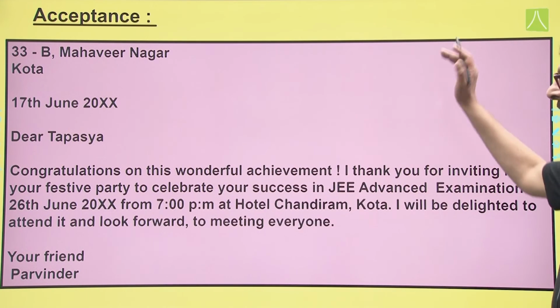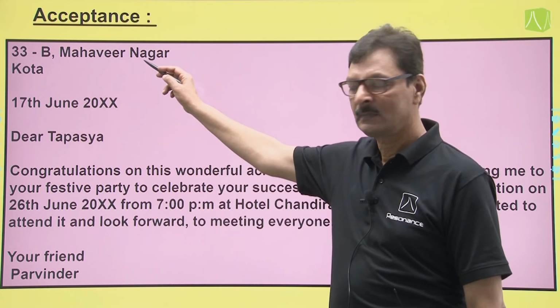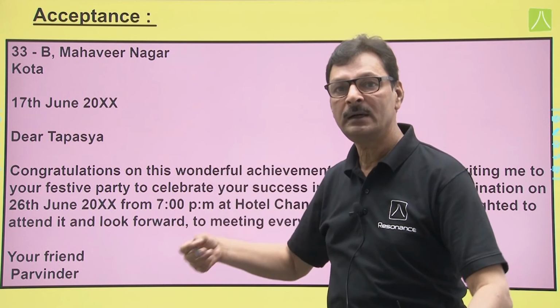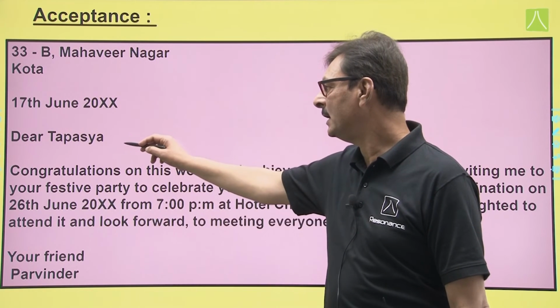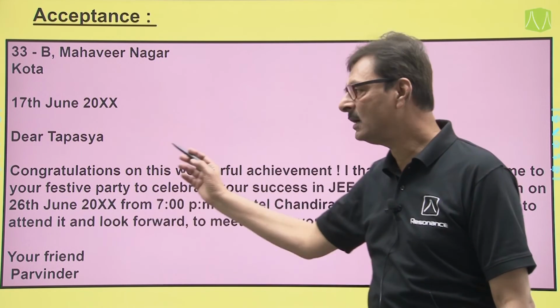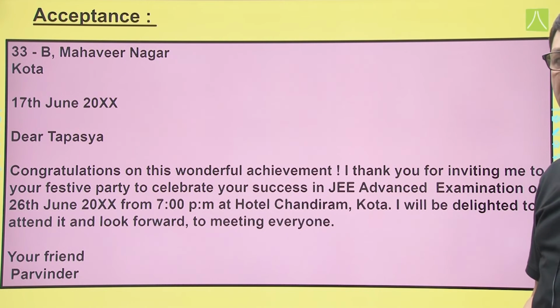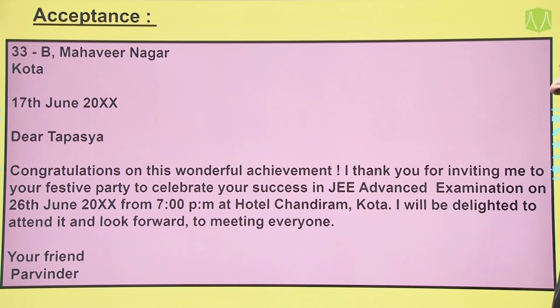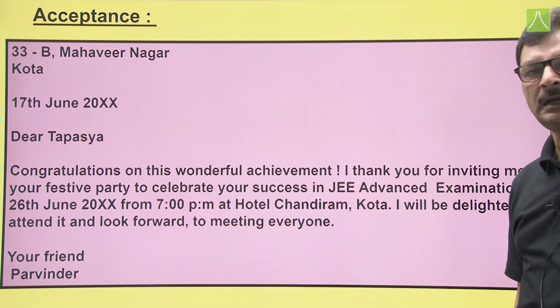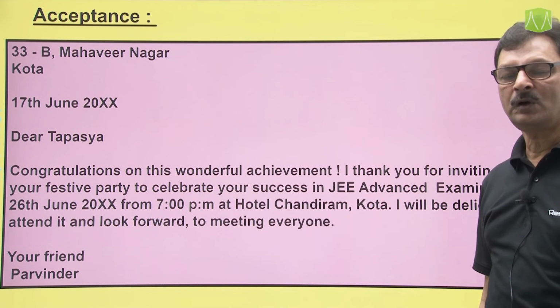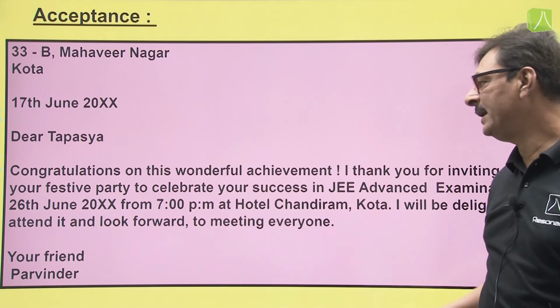Again in a box, sender's address, तो ये address है Parvinder का. 17 June, date of responding. Dear Tapasya, विश करो, अच्छा लगता है, congratulations on this wonderful achievement. I thank you for inviting me to your festive party to celebrate your success in the JEE Advanced examination on 26th June from 7:30 p.m. at Hotel Chandiram, Kota. I will be delighted to attend it and look forward to meeting everyone.